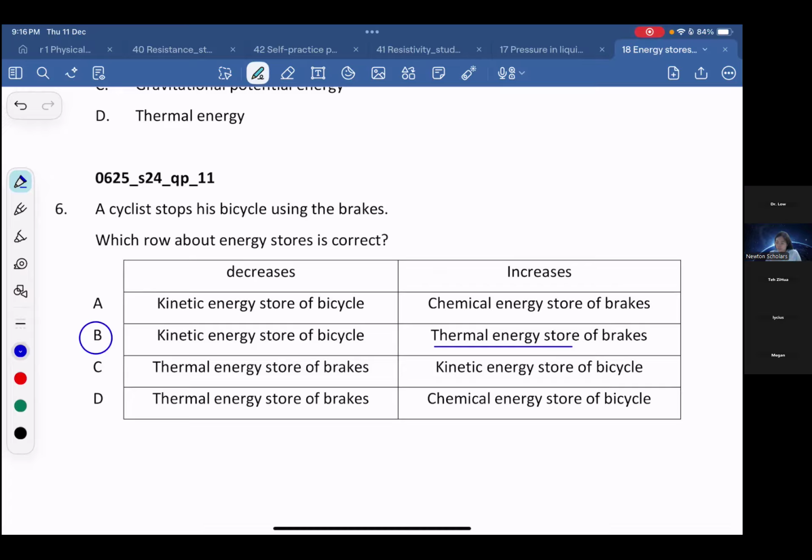Okay, so answer B is very good. Using the brake, so here you write it down: friction. Friction will generate heat. Okay, then we go to your page number 5. Can we go to your page number 5?